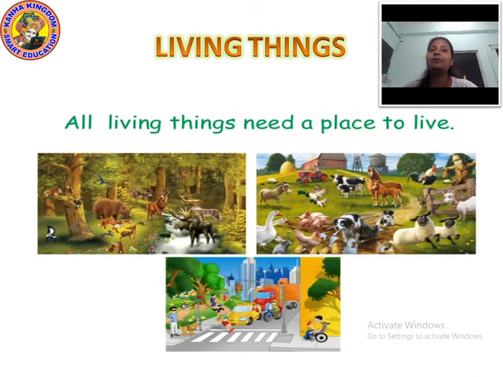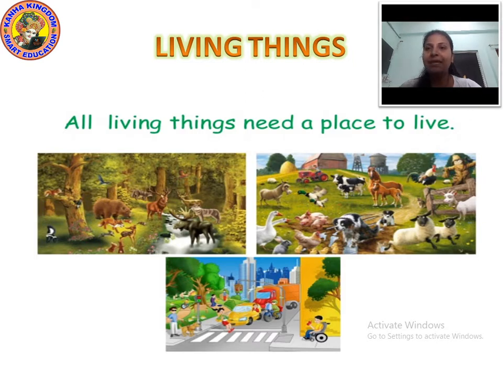Same like animals also. Where do animals live? Animals live in the jungle. The place for animals to live is the jungle. So different animals have different places to live. You can see in these pictures also how the animals are enjoying in their place. They live in the jungle.